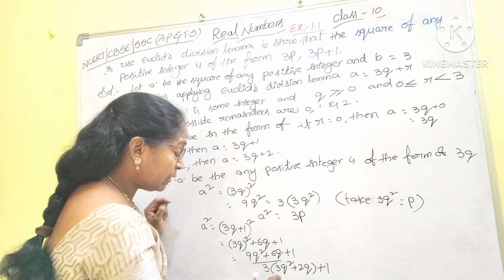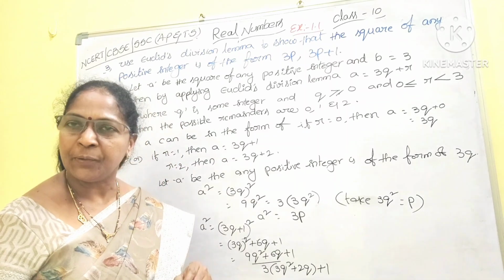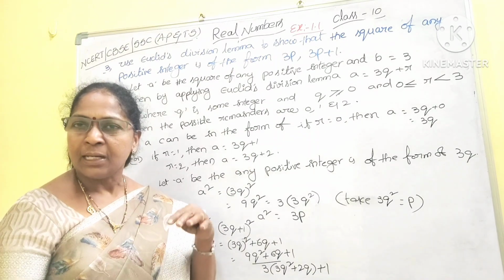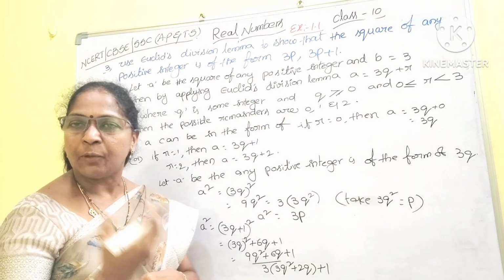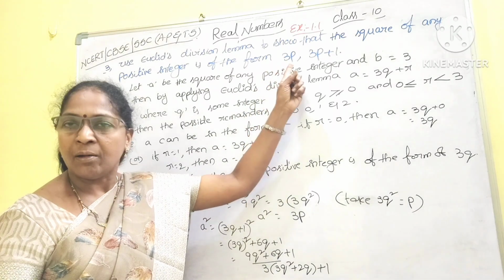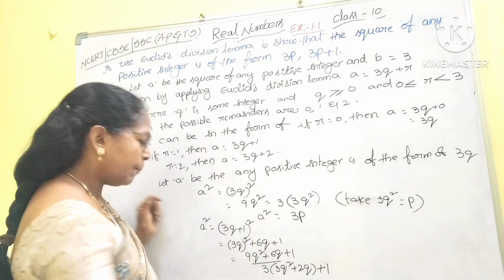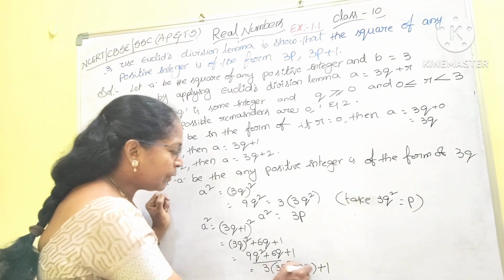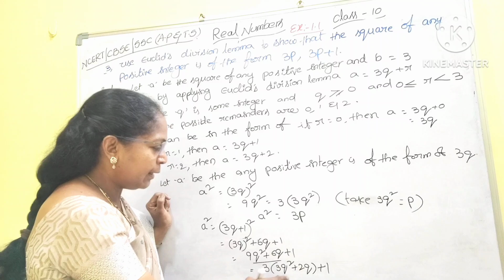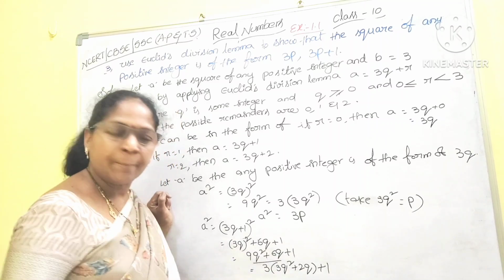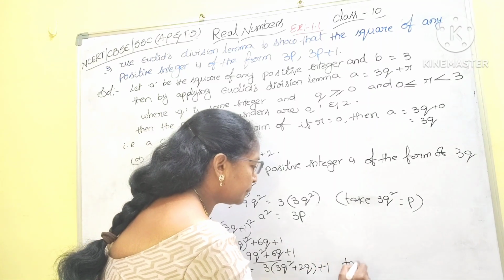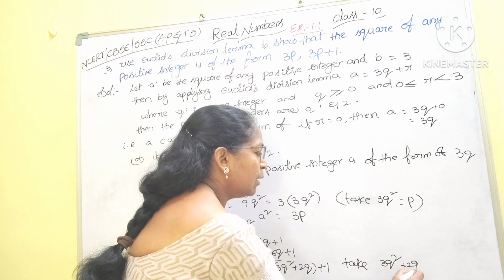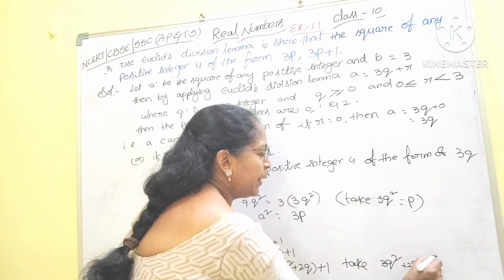Now take 3Q square plus 2Q equal to P. Why? Because in the question you have to show that any square of a positive integer is of the form 3P and 3P plus 1. So due to that I am taking only 3 as common here. The remaining extra terms I have written in the bracket, and plus 1. Now take 3Q square plus 2Q equal to P.